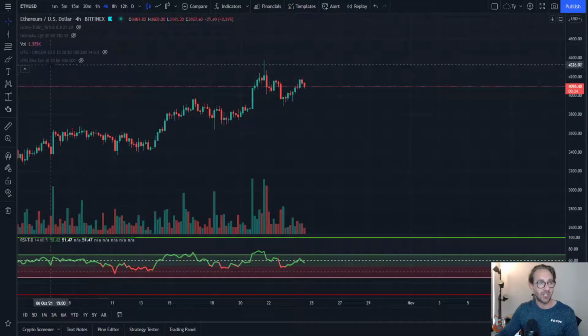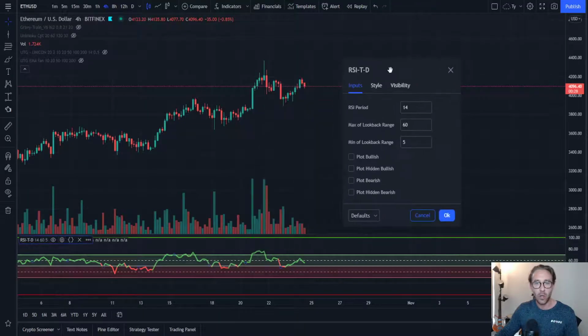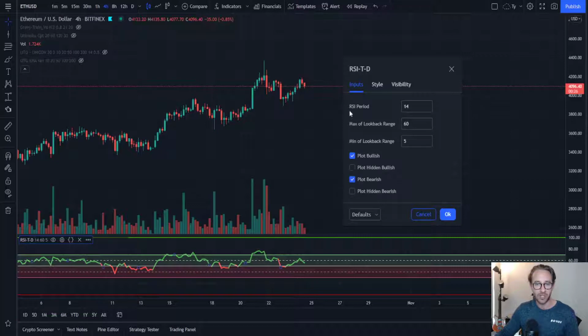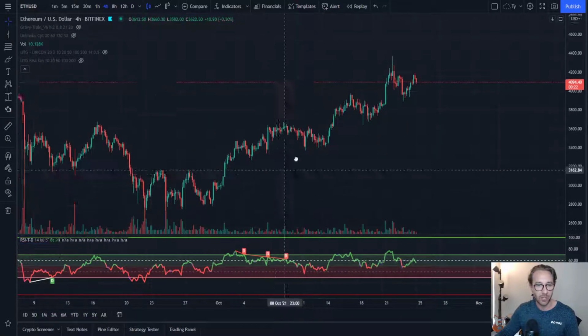Now, this is why it's such a handy little tool that we've created, and it's yours for free. Just go to our TradingView account. You can go here and you can turn these levels on. So let's look at regular bullish and regular bearish divergence here as well.